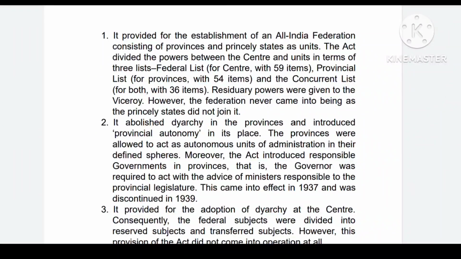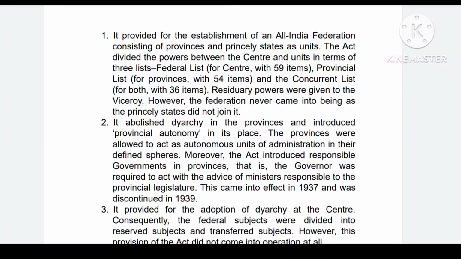Number 1. It provided for the establishment of an All India Federation consisting of provinces and princely states as units. The Act divided the powers between the centre and units in terms of three lists: federal list for the centre with 59 items, provincial list for provinces with 54 items, and the concurrent list for both with 36 items. Residuary powers were given to the Viceroy. However, the federation never came into being as the princely states did not join it.